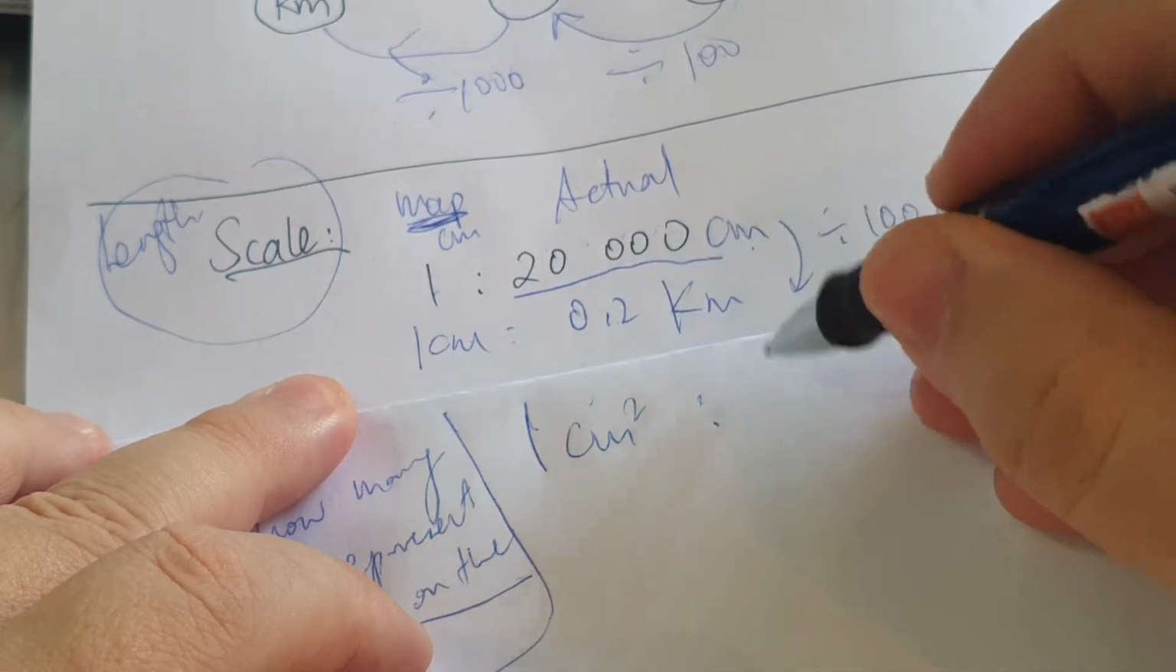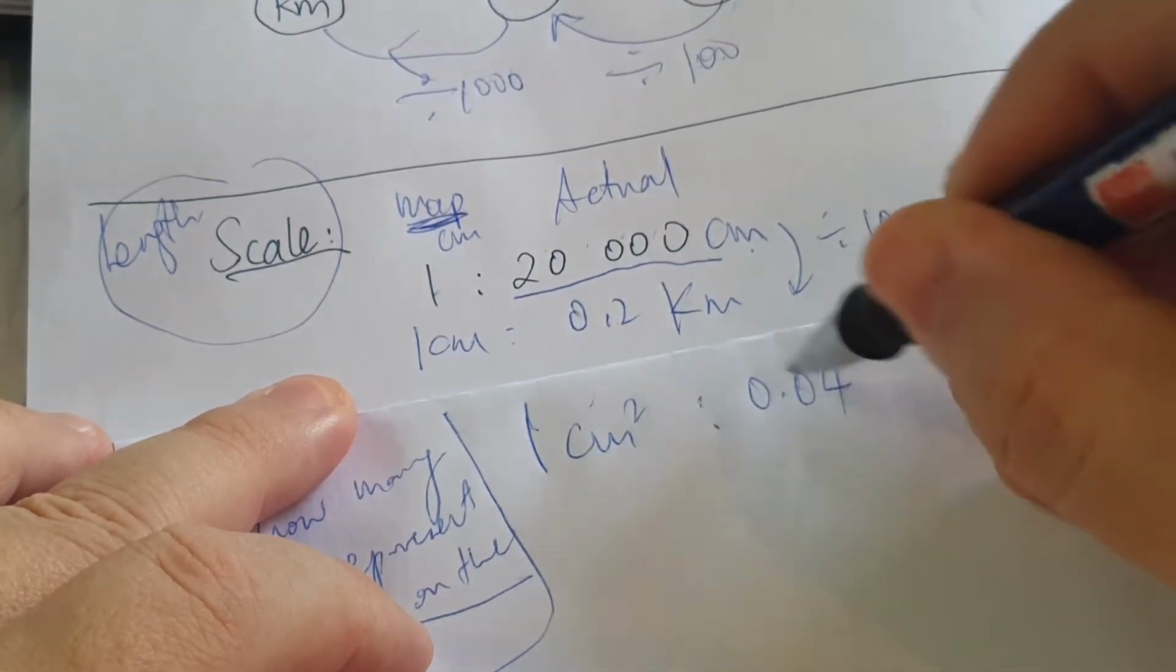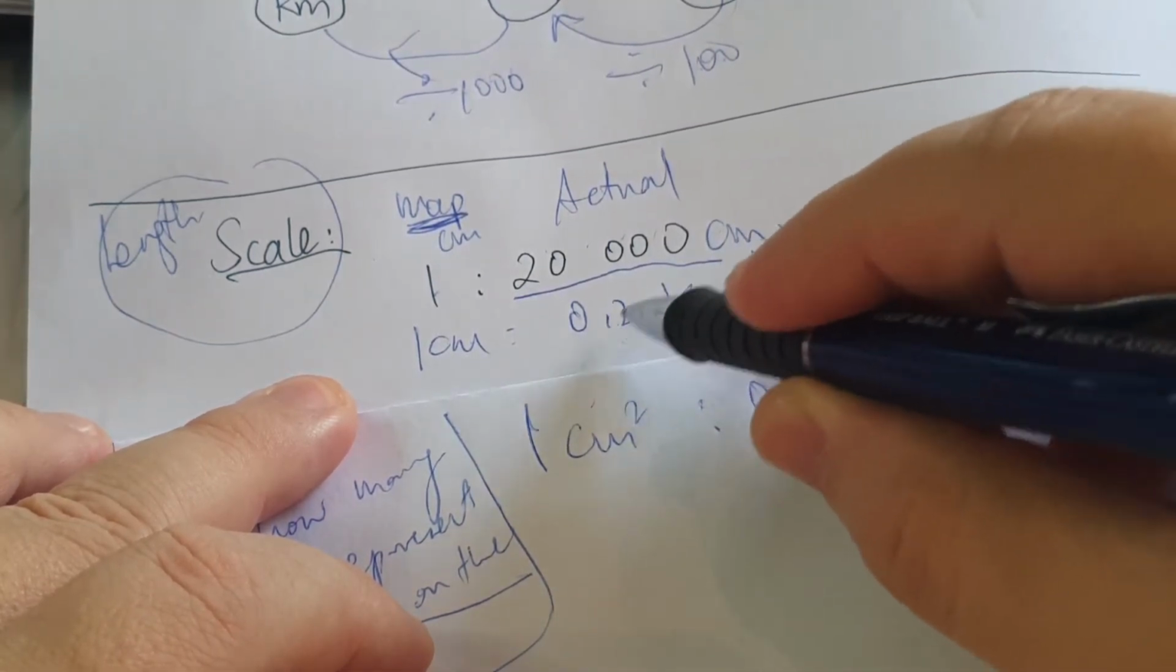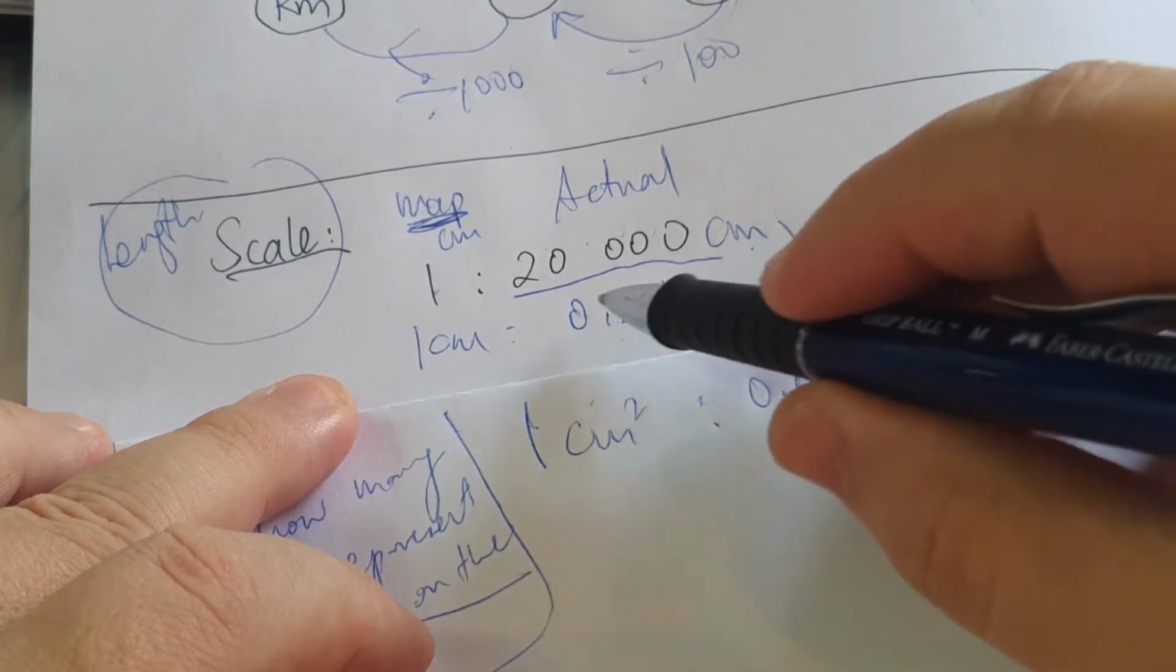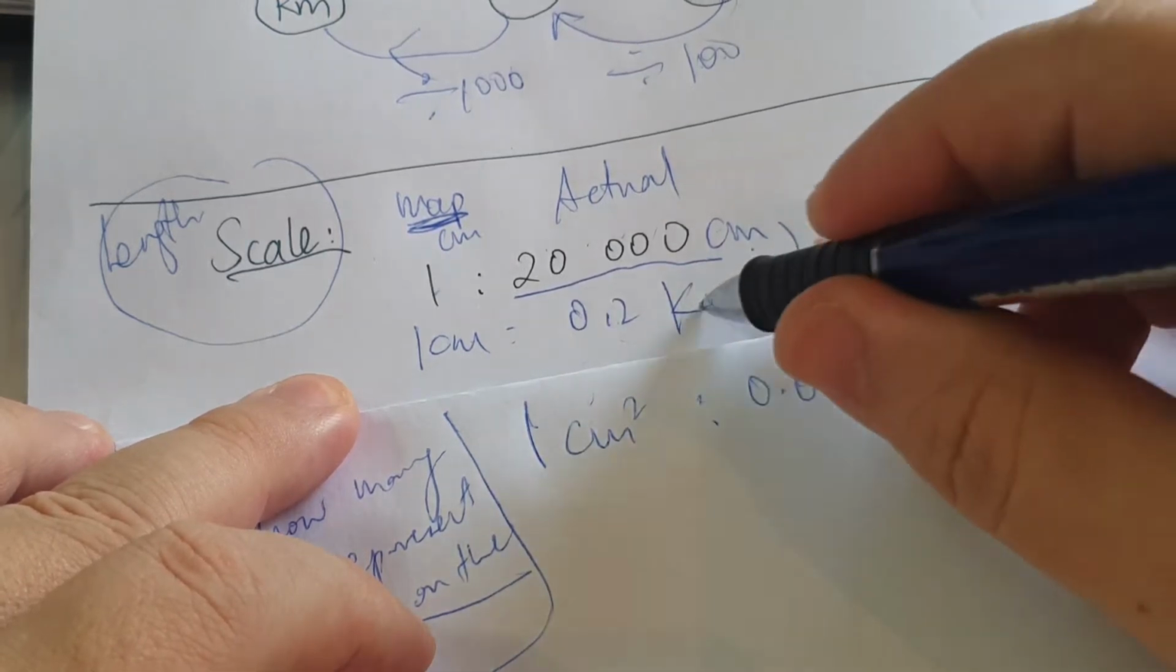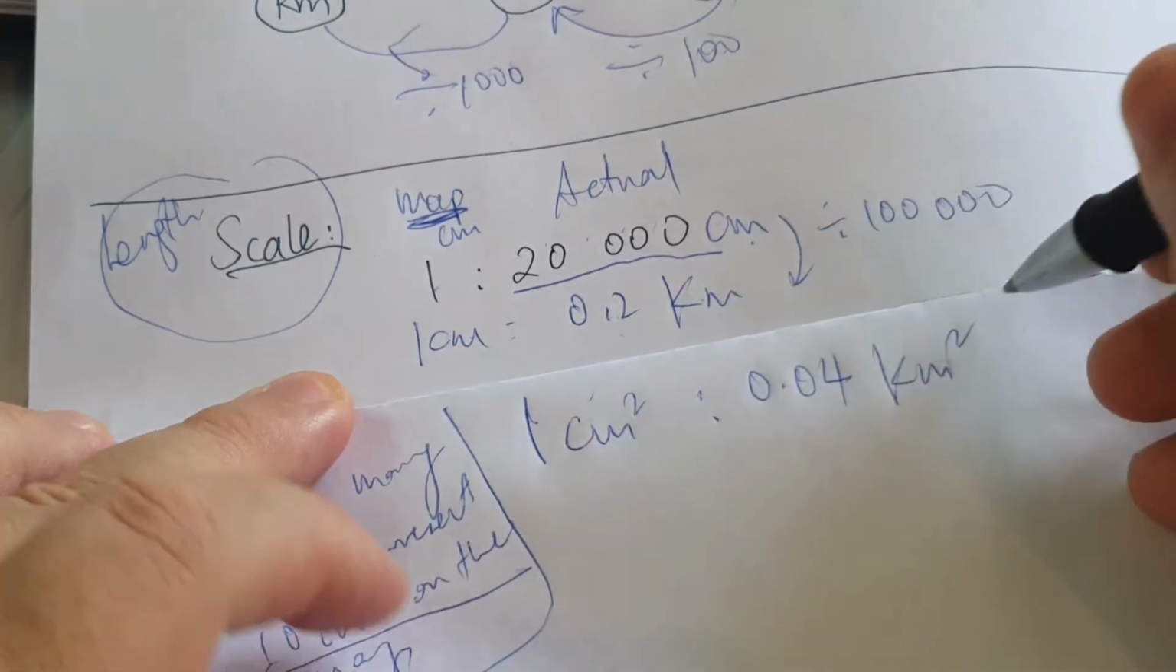You square 0.2, you press calculator. Press calculator, okay, don't use your mental. Many of you will say it's 0.4. No, it's 0.04. Then you square the kilometer, it becomes kilometer square.